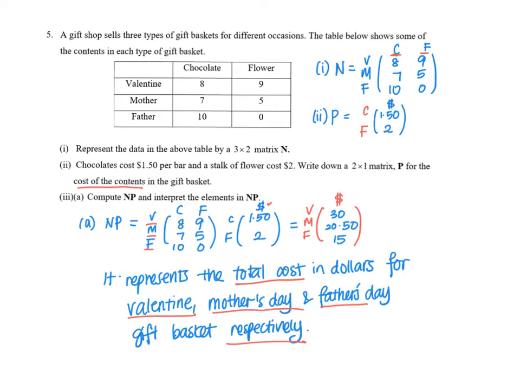Have you gotten the answer? Let W be the matrix 1, 1, 1. Compute W and P. So W will be 1, 1, 1. And we have our NP previously as $30, $20.50, and $15. Now when we do this multiplication, I'll get 1 times 30 plus 1 times 20.5 plus 1 times 15.